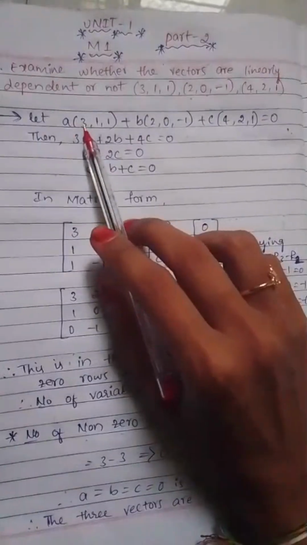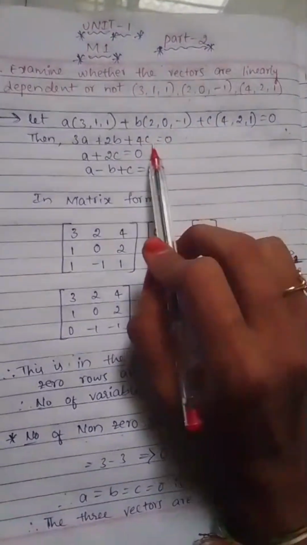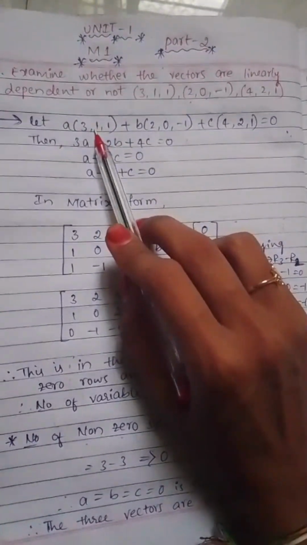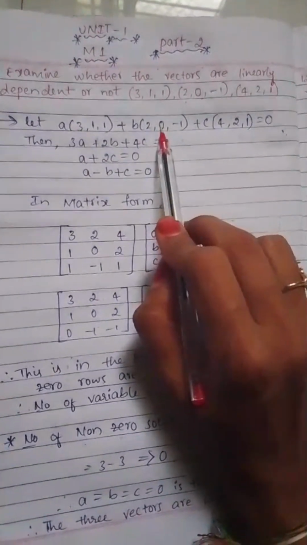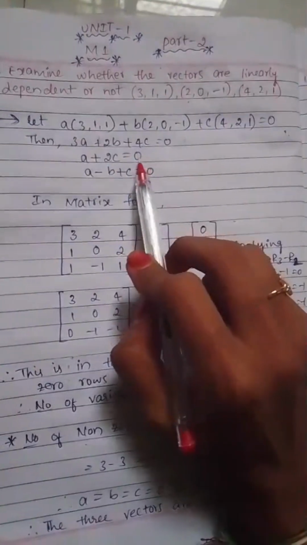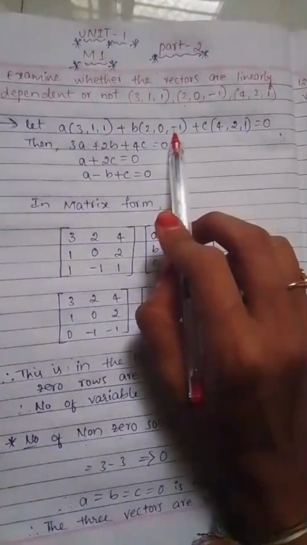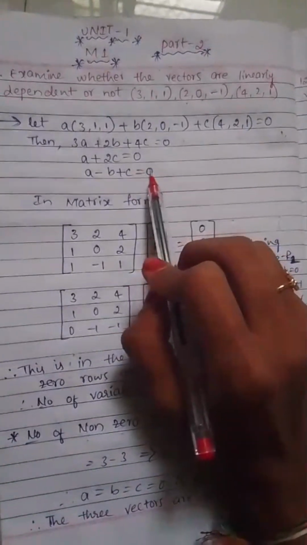That is 3a + 2b + 4c = 0. Then here I have 1a, that is a, plus I don't have b here, that's why I don't take any b, then 2c. A + 2c = 0. Then I have 1a, here this is minus 1, that's why minus b, plus I have 1c here, c, equal to 0.